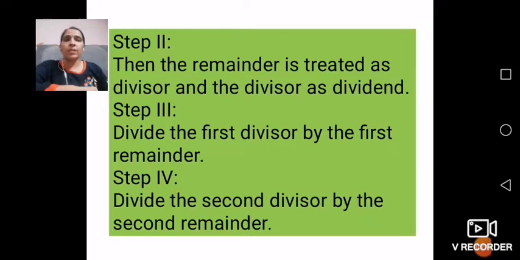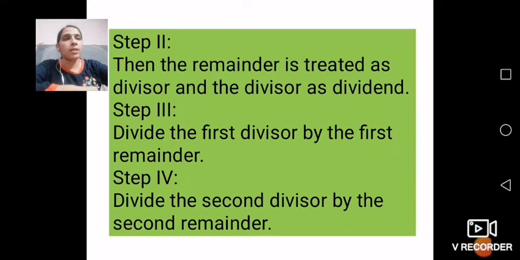Then you divide it. After that you again get a remainder, and that remainder will become the divisor for the next step, and the divisor of the previous step will become your dividend. Now divide the second divisor by the second remainder, and this process goes on until you get 0 as a remainder. When you get 0 as a remainder, the last divisor will become your HCF.